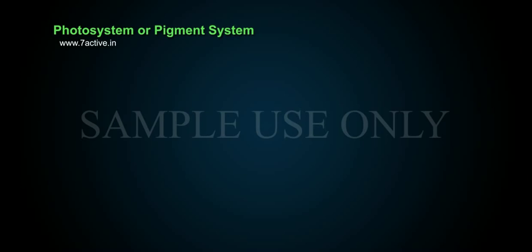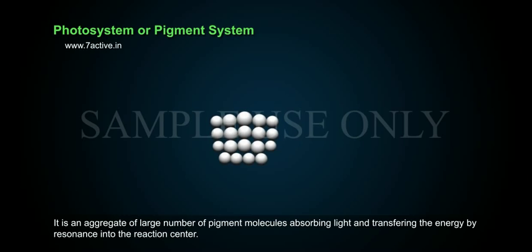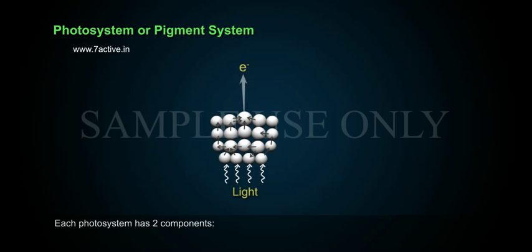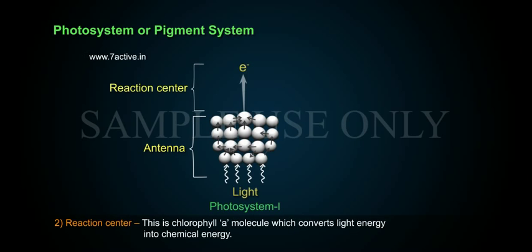Photosystem or pigment system is an aggregate of a large number of pigment molecules absorbing light and transferring the energy by resonance into the reaction center. Each photosystem has two components. One, antenna. This absorbs radiant energy and supplies it to the reaction center. Two, reaction center. This is a chlorophyll A molecule, which converts light energy into chemical energy.